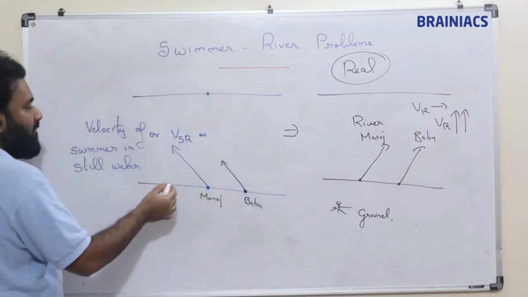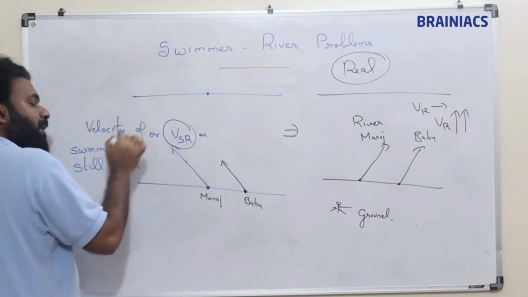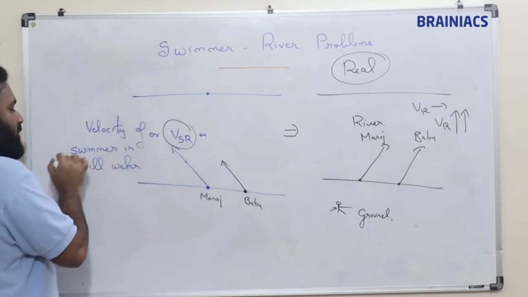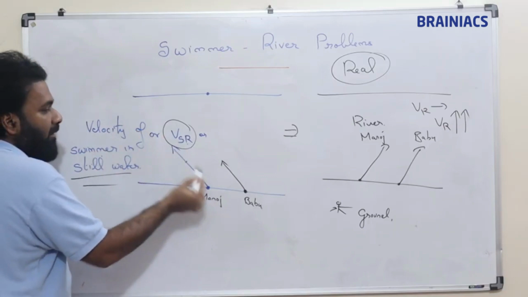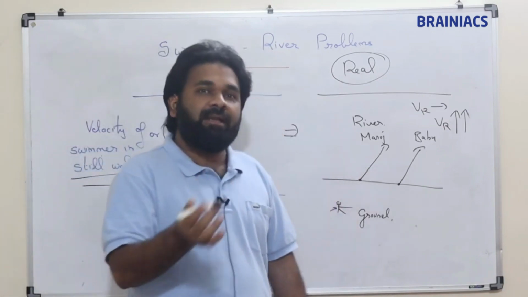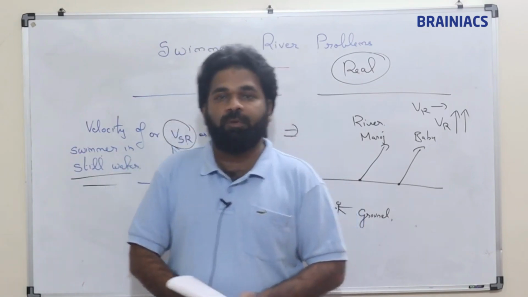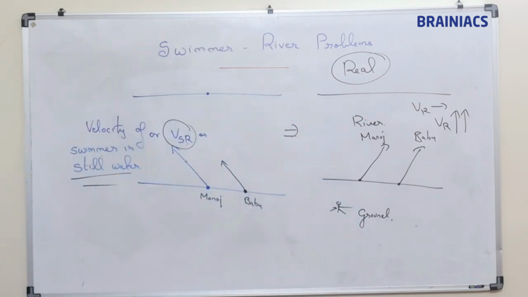So that is the reason we are saying that this is the velocity of the swimmer with respect to river. A velocity of the swimmer in still water is what? They are trying to jump. Actually, in which direction they are moving, that is the velocity of the swimmer with respect to ground. Okay, note down those points also.